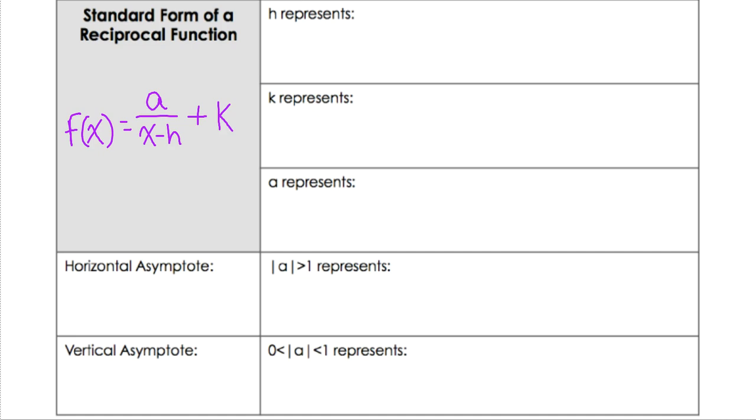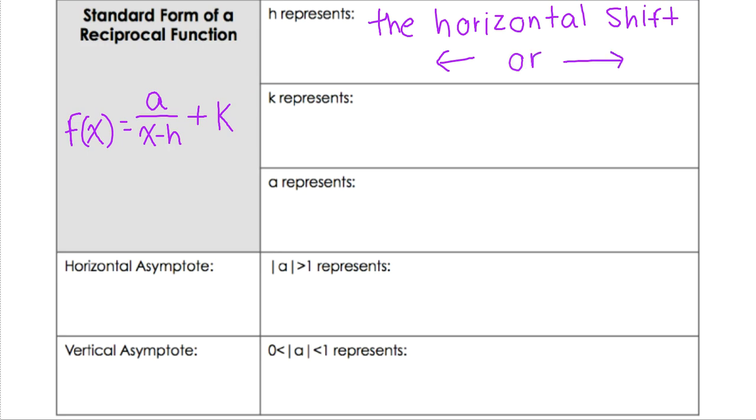Okay. So from those transformations, we should remember, hopefully from the last page, that the h value represents the horizontal shift, like we talked about, moves it left or right. And when we shift it left or right, that is going to affect the vertical asymptote. So for the vertical asymptote, when it shifts left or right, it also reflects that same h value.